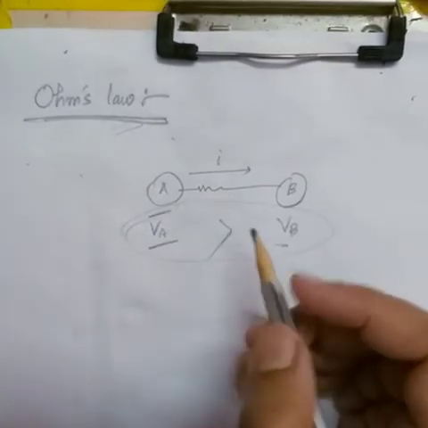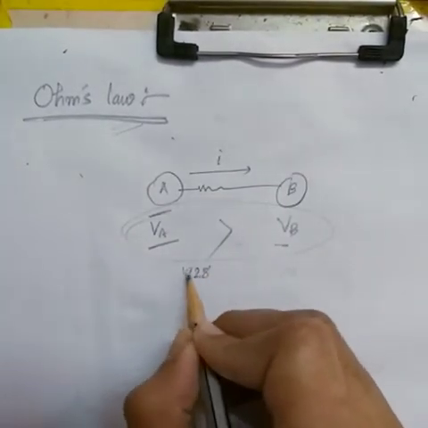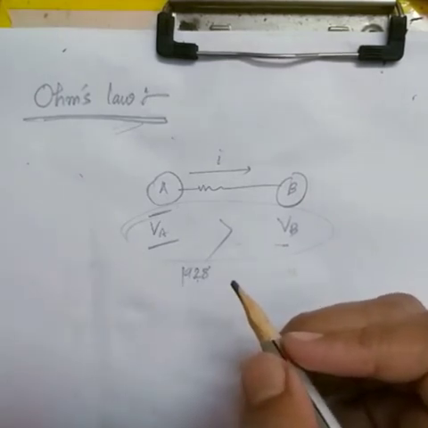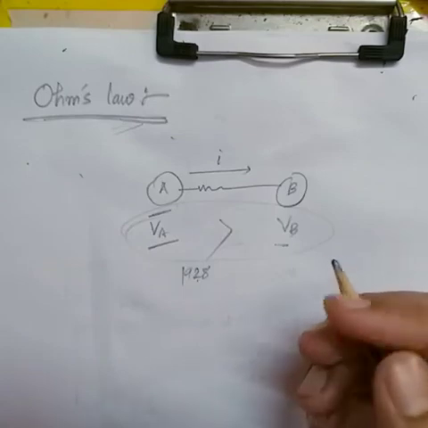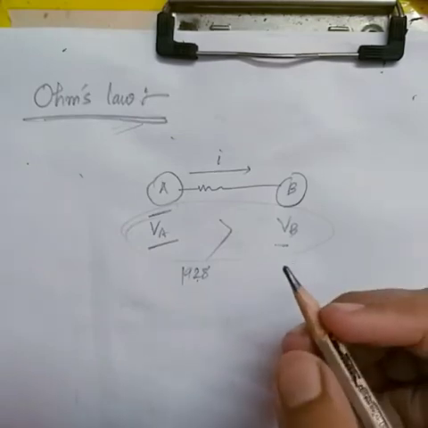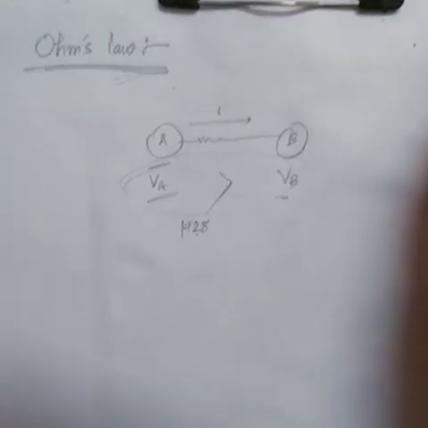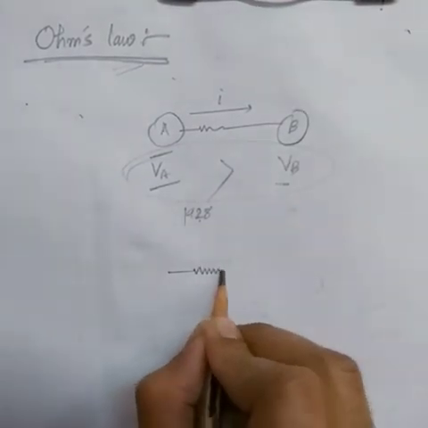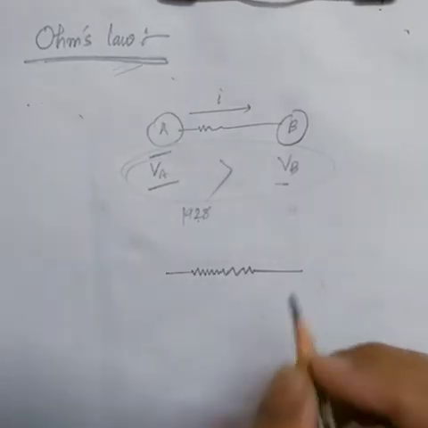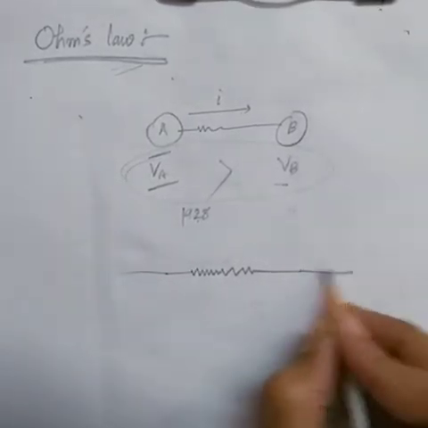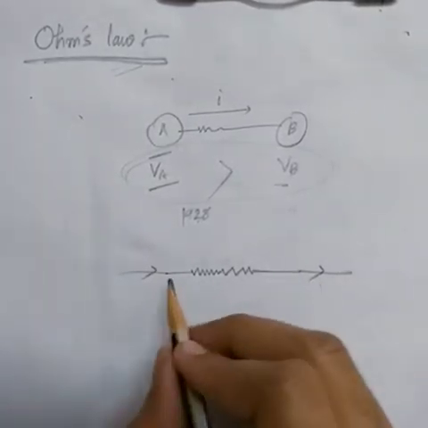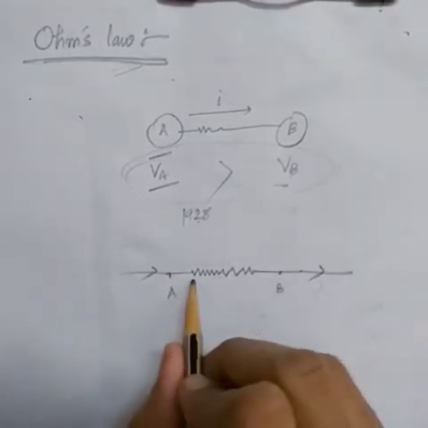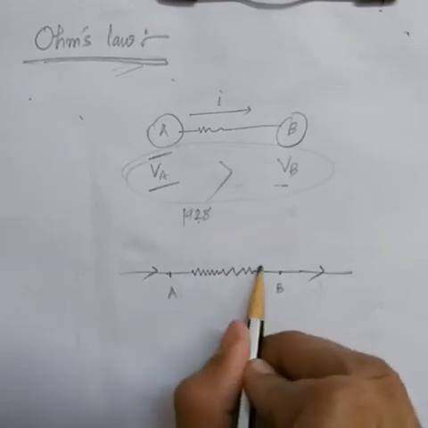So first, in the year 1828, a German physicist, Georg Simon Ohm, first put forward the relation between the electric current and the potential difference, which is known as Ohm's law. According to this law, suppose there is a conducting wire, an infinitely long conducting wire, and we are considering only two points A and B, and in between these two points there is some resistance.